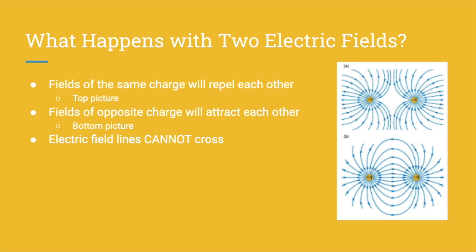And those 2 charges are also of the same magnitude. So they're equal charges, both negative, and they repel. And you can see on picture B 2 charges that are of the same magnitude, but one's positive and one negative, and you can see that they attract. And one big picture thing here that I want you guys to get is that electric field lines cannot cross.